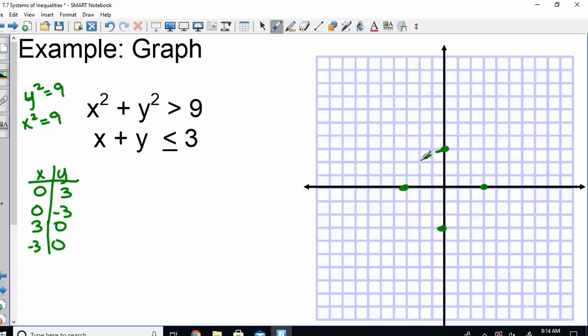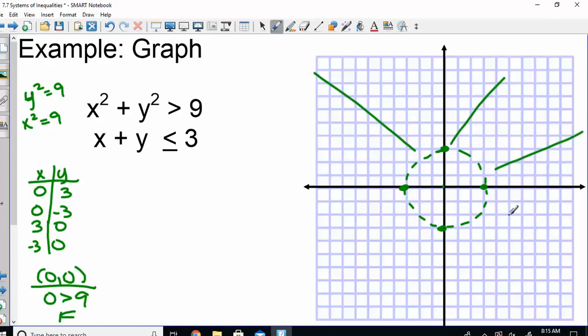There's no equal to, so it's dashed. Okay. To decide where to shade, 0, 0 isn't on the line, so we can plug that in. So if I put that in, I get 0 plus 0 is greater than 9. So is 0 greater than 9? No. So 0, 0 does not work. So where am I shading? Outside the circle. So I've got everything except that little center part.